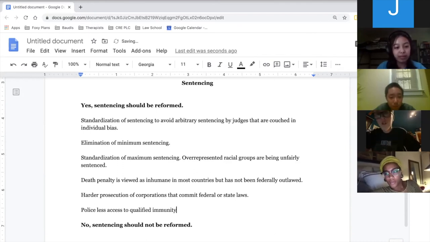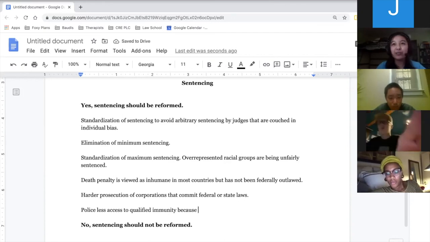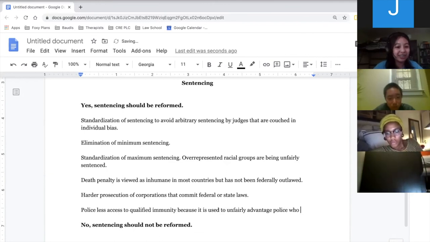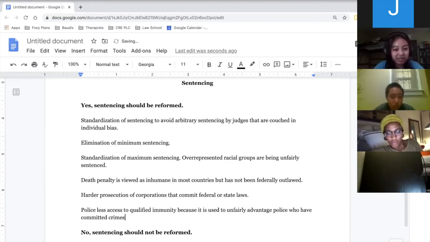Why? Because they use it to their advantage, and because it's overly specific, police don't actually get punished for biased actions. That sound good? Okay.